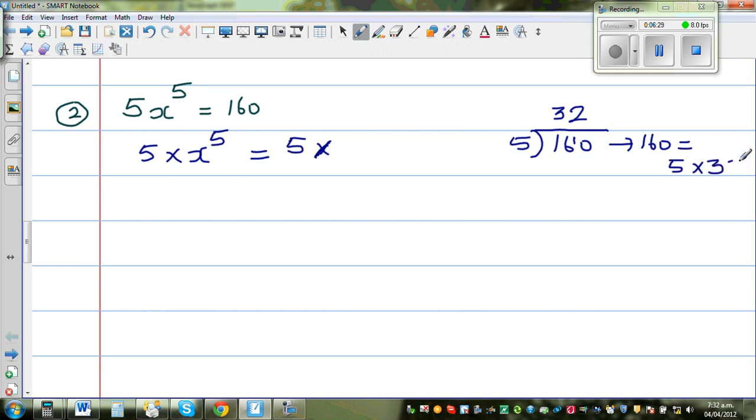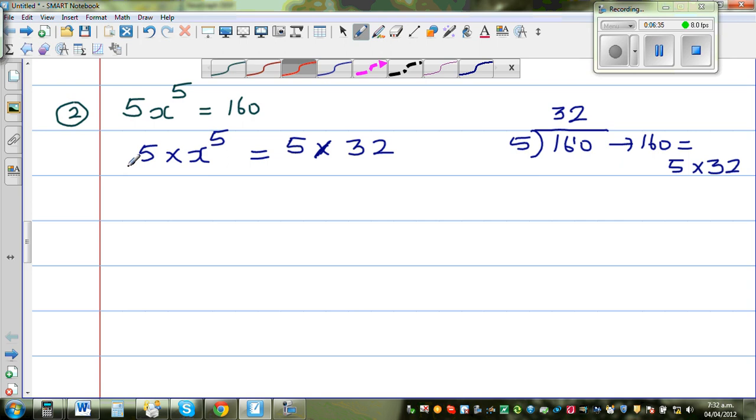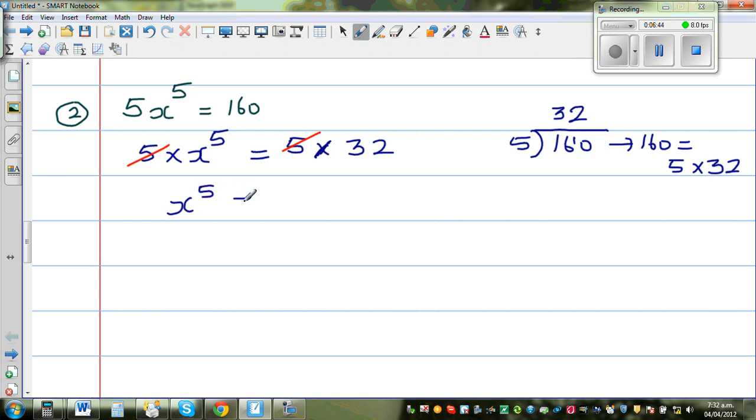Okay, 5 times 32 does make sense. 5 times 32 is 160. So you've got 5 and 5 on both sides. So can we cancel this like this? Yes, we can. So we are left with x to the power of 5 is equal to 32.